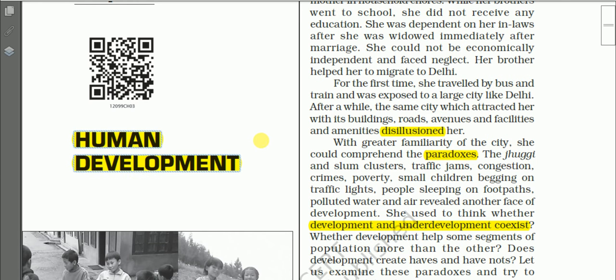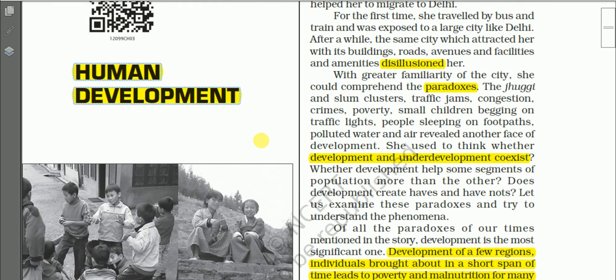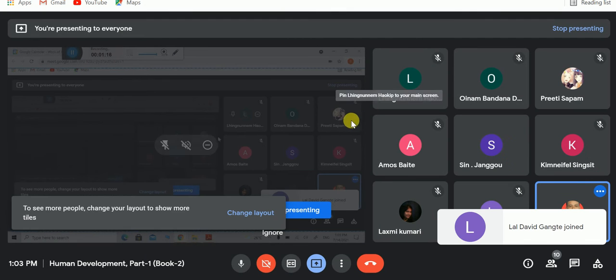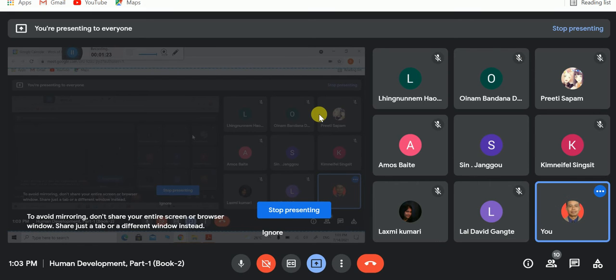In the previous classes, we have discussed human development in the world. We have learned how to measure human development, how to calculate the human development index, concepts, meaning, all the aspects. Now let us read.